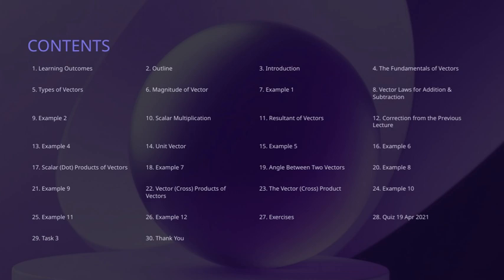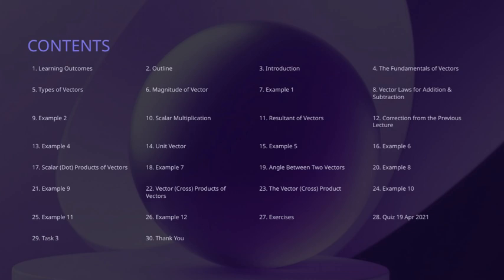We'll then examine scalar multiplication and the resulting scalar products, helping us understand how vectors scale and interact. After that, we'll discuss the vector laws for addition and subtraction, essential for combining vectors accurately. The fundamentals of vectors will be introduced to build a solid foundation. We'll also explore the unit vector, which simplifies vector representation. Then, we'll look at the angle between two vectors, crucial for understanding their directional relationship.